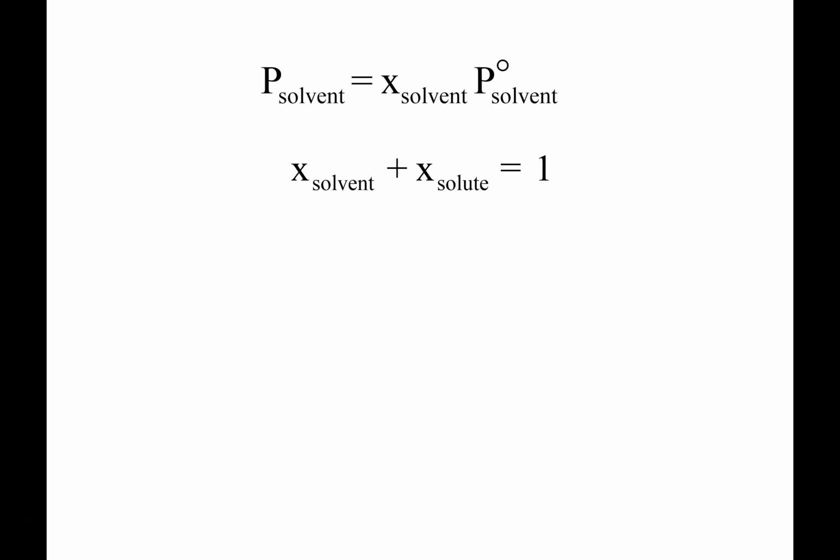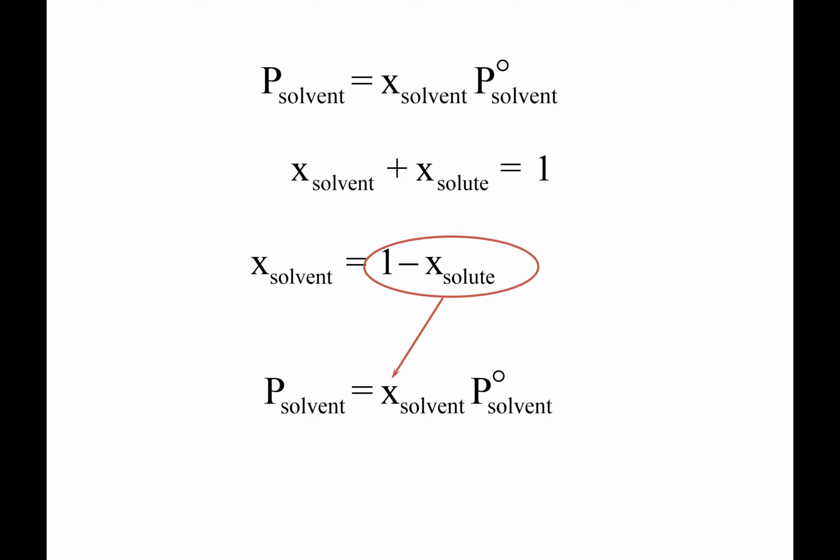Well, what if we just have two things added together? The mole fractions of those two things should add up to 1. So the mole fraction of the solvent plus the mole fraction of the solute equals 1. We can rearrange that, solving for the mole fraction of the solvent, and substitute that quantity back in. This is what it ends up looking like: the equilibrium pressure of the solvent to which a solute has been added is equal to the quantity 1 minus the mole fraction of the solute, times the pressure of the solvent in its pure state.